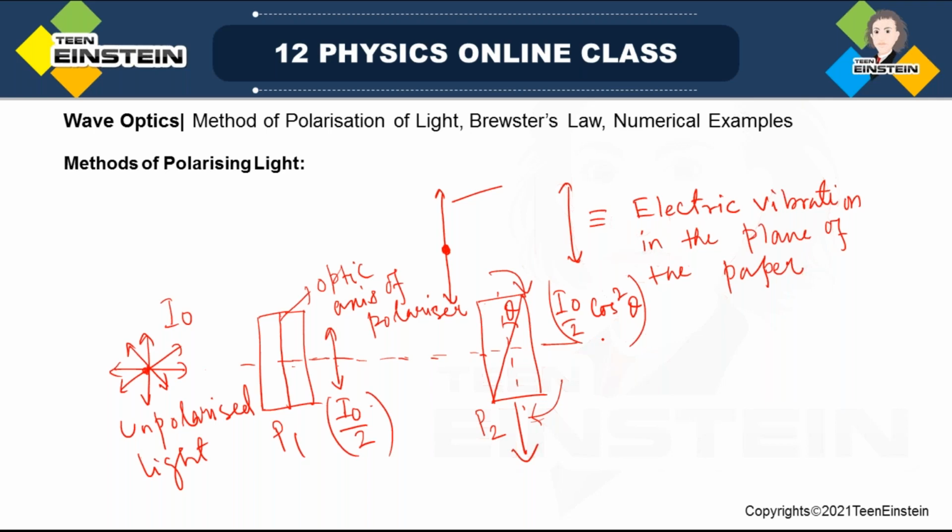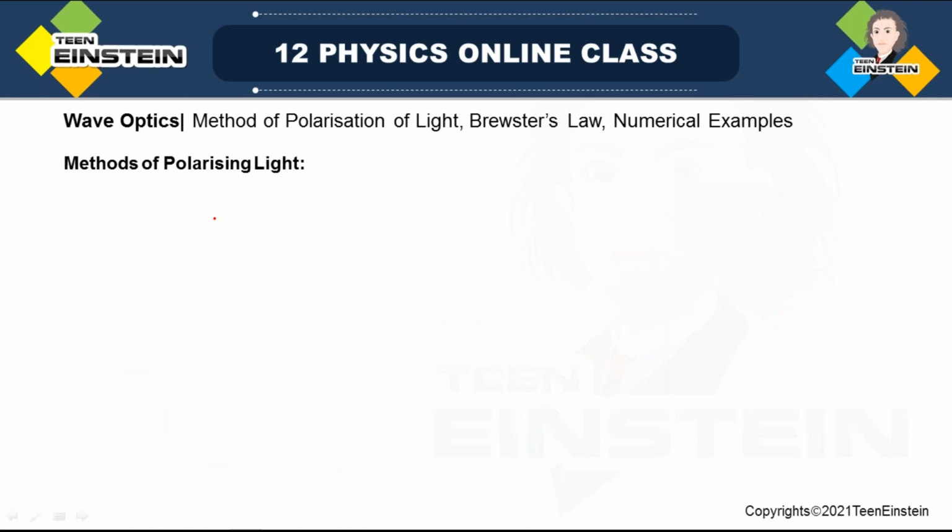Now we will see methods of polarization. Naturally there are a few methods, and some methods which are artificial. Artificially also light can be polarized. There are basically four methods of polarizing light into plane polarized light. Two are scattering and reflection, which are natural ways. And double refraction and selective absorption.